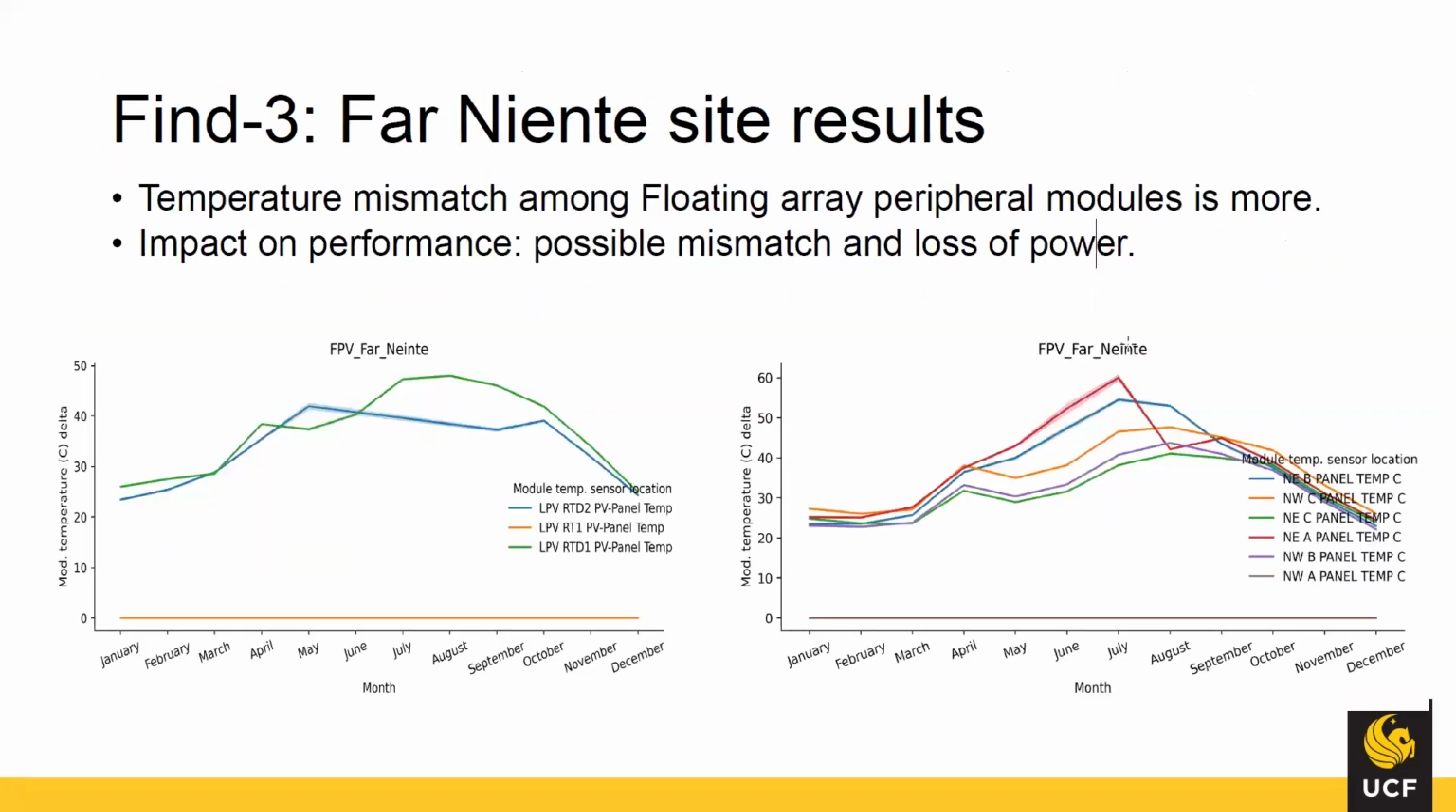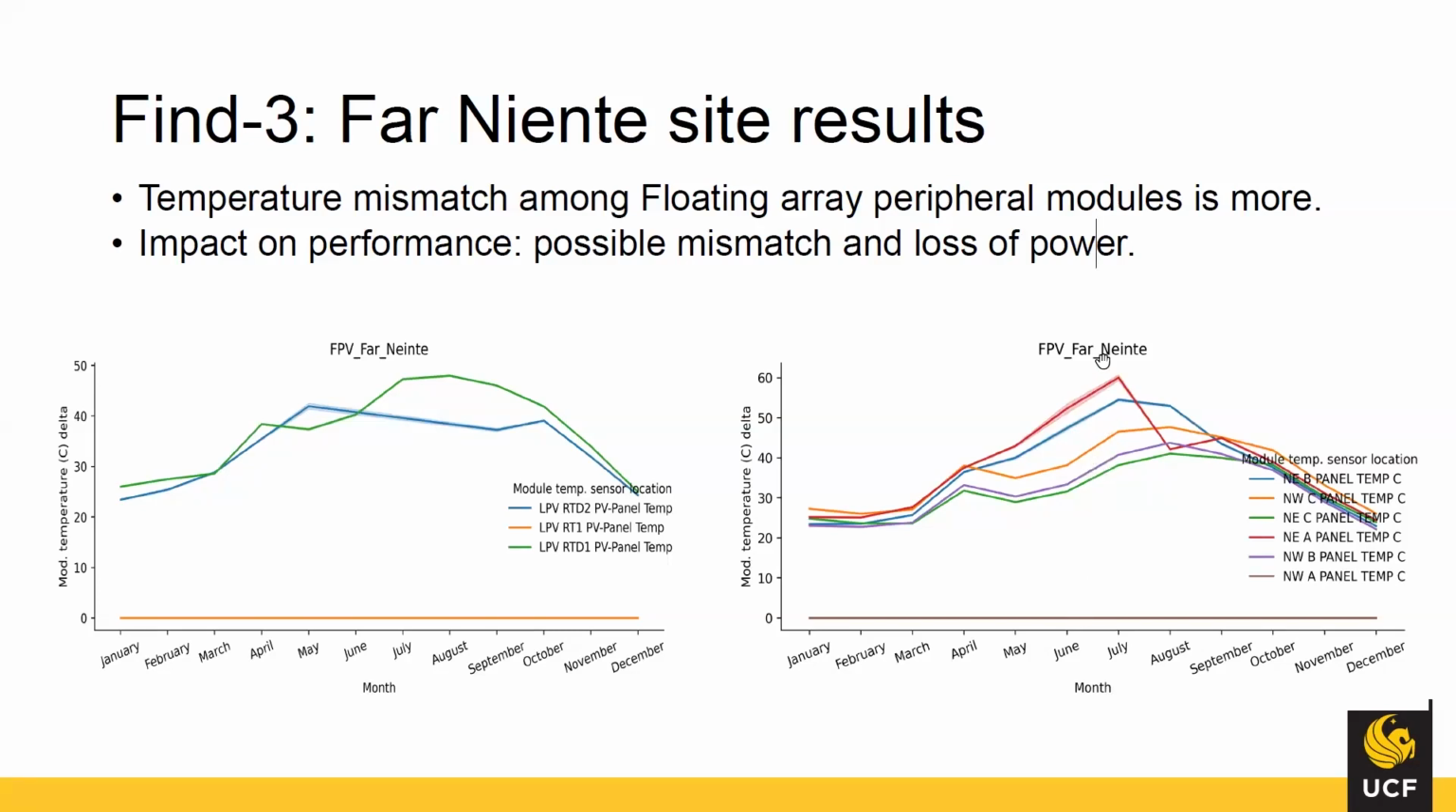And what about the floating system? Looking at the results, for the land PV, the temperature difference among the PV modules remained within about 5 Celsius and not more than that. But coming to the floating PV systems, at the beginning of the year and the end of the year, they remained pretty close, which is good.